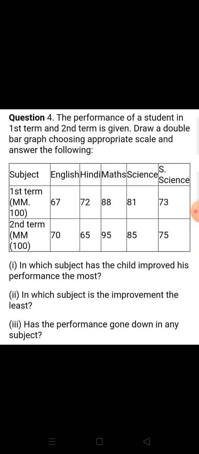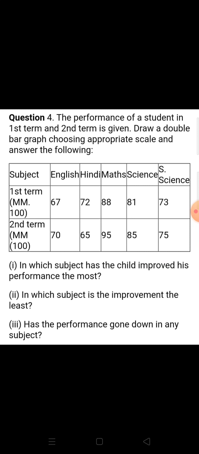The performance of a student in first term and second term is given. Draw a double bar graph choosing appropriate scale and answer the following. These are the questions that we'll do later. First, we will draw the double bar graph. First term marks of English 67 and second term 70. On the horizontal line we take subject, and on the vertical line we take marks 0, 10, 20, 30, 40 and till 100. Now, this green bar represents first term and this pink bar represents second term.